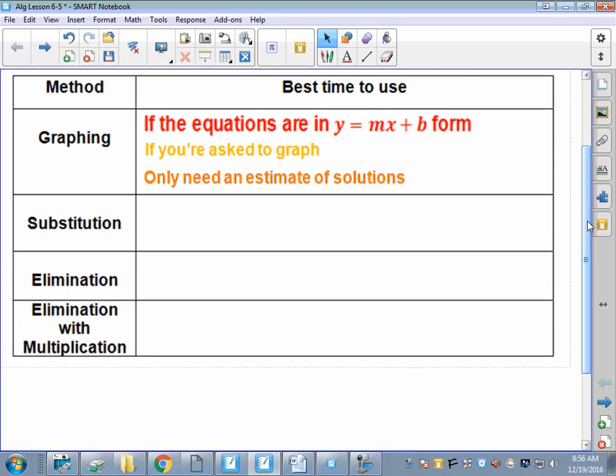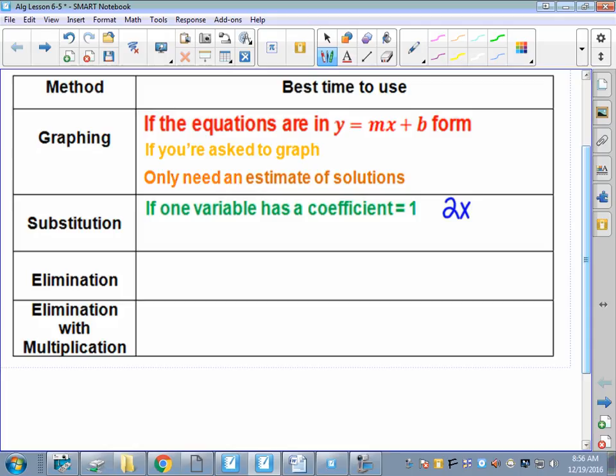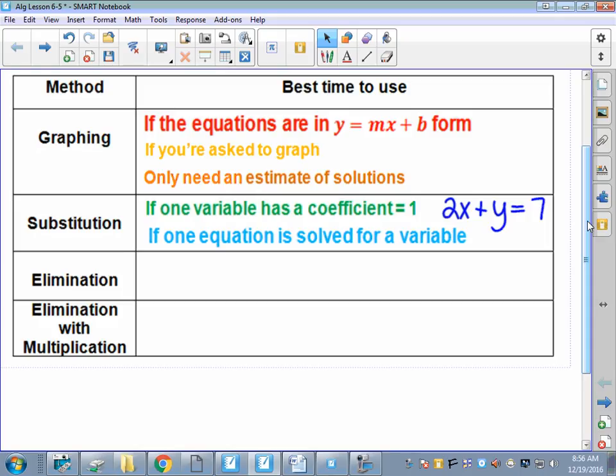Substitution. I would use substitution if one of the variables has a coefficient of 1, like 2x plus y equals 7. So my y coefficient is already a 1, so it's easy to isolate the y, or if it's already solved for the variable, like when I minus 2x and minus 2x, y equals 7 minus 2x. That'd be easy to substitute, so in the other equation, wherever I see a y, I can put a 7 minus 2x in there.